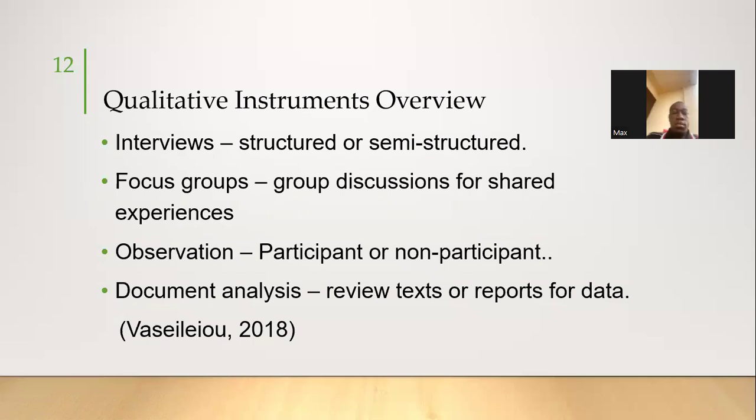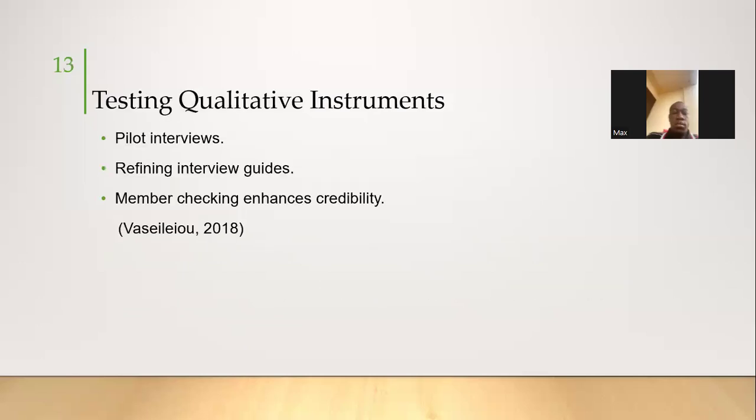Slide 30. Testing qualitative instruments. Even qualitative tools must be tested. So we have ways of testing. We have trial sample interviews. We improve interview questions. We ask participants to confirm your interpretation. That's member checking. So this improves credibility.